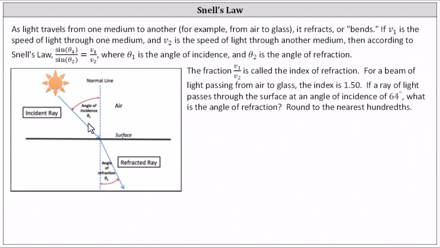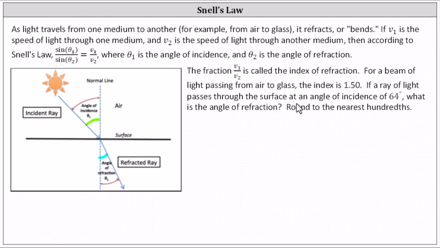and theta sub 2 is the angle of refraction, which is this angle here. The fraction v sub 1 divided by v sub 2 is called the index of refraction. For a beam of light passing from air to glass, the index is 1.50.